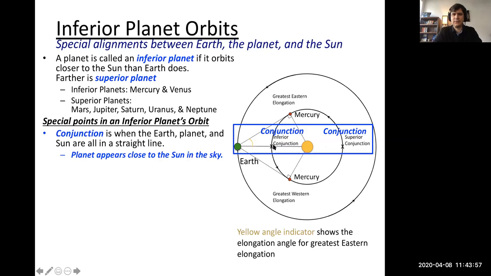And anytime that you have two things that are really close to one another in the sky, where they're not normally that way, we call that a conjunction. We just had a conjunction between Venus and the Pleiades. We're going to have some interesting conjunctions of Venus and the moon coming up as well.